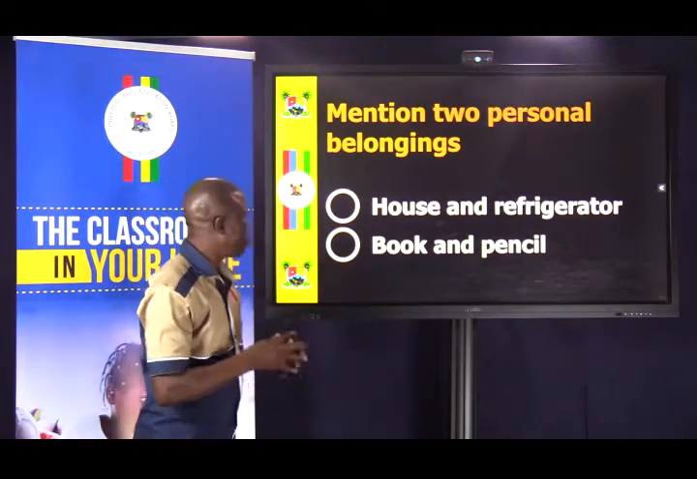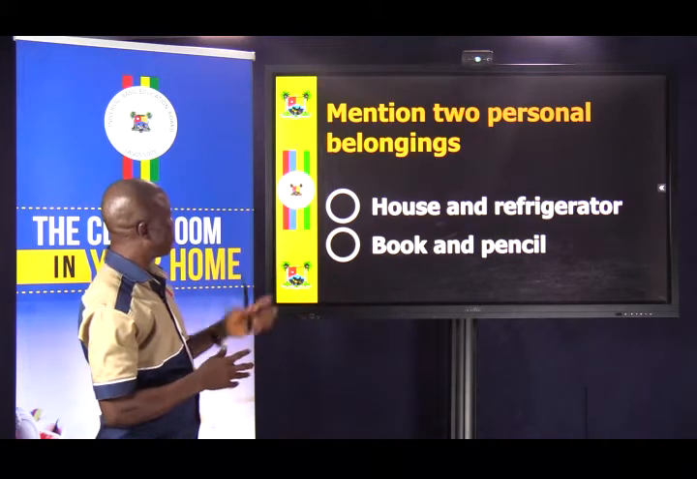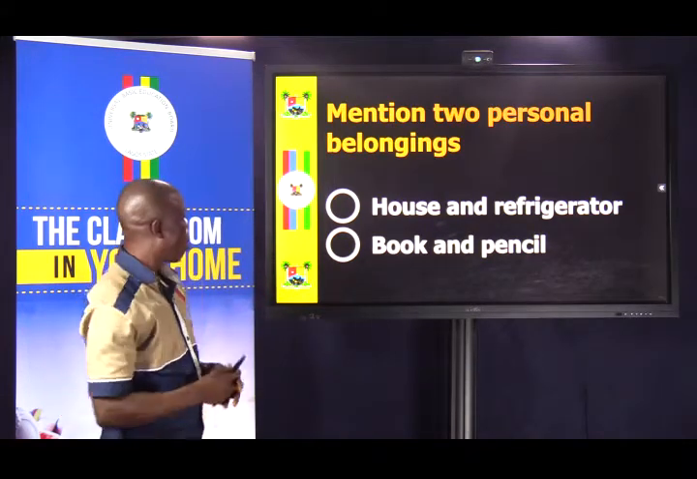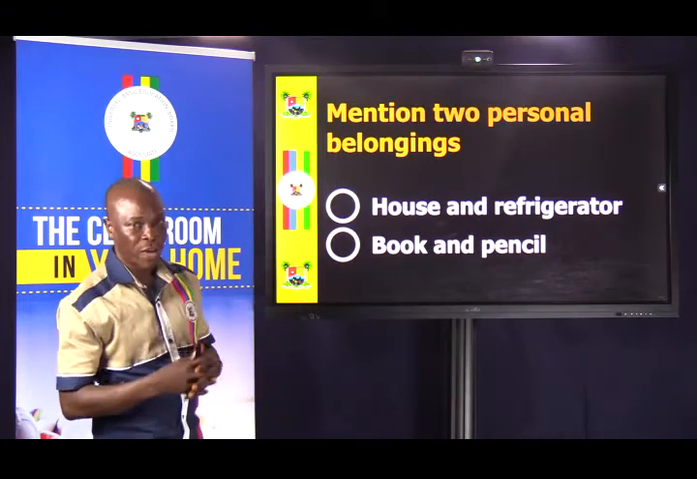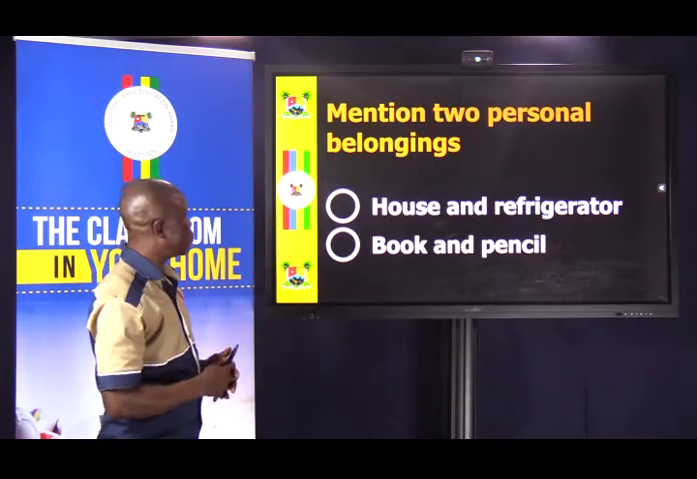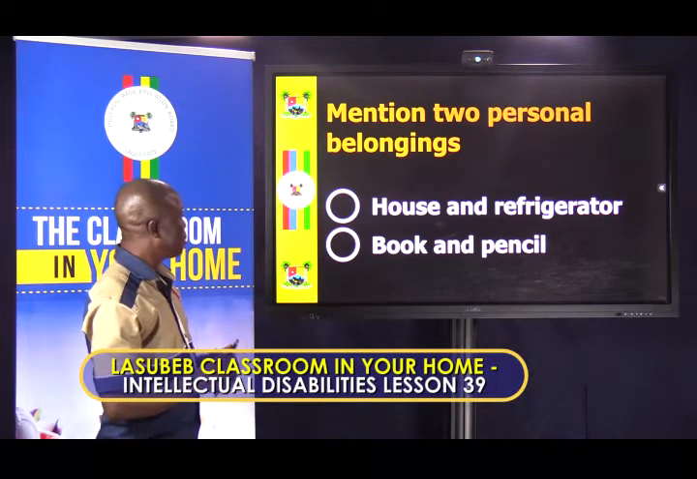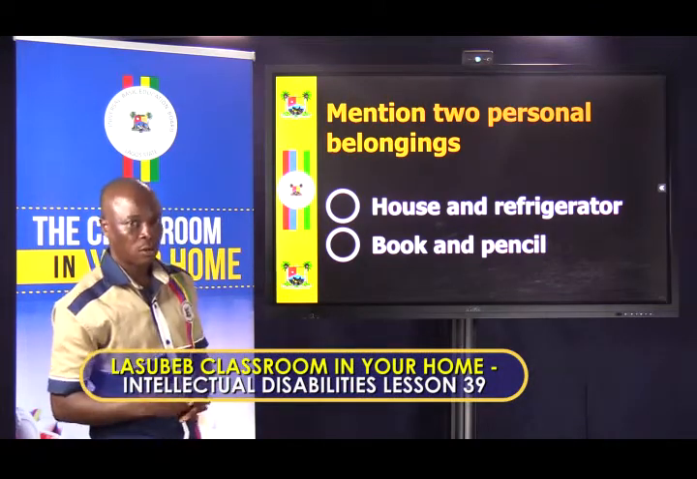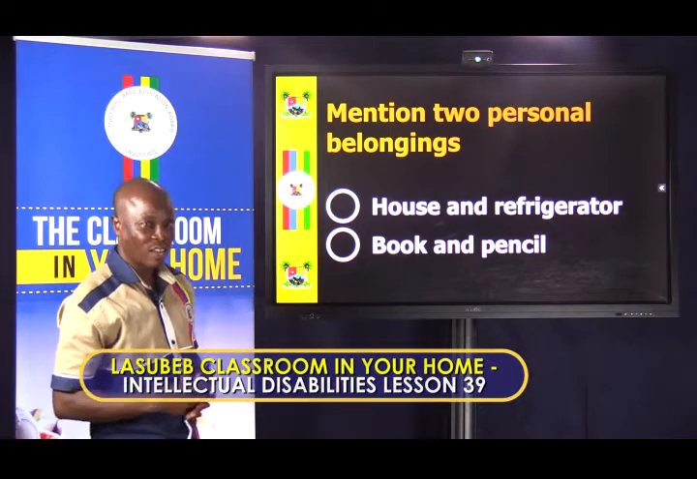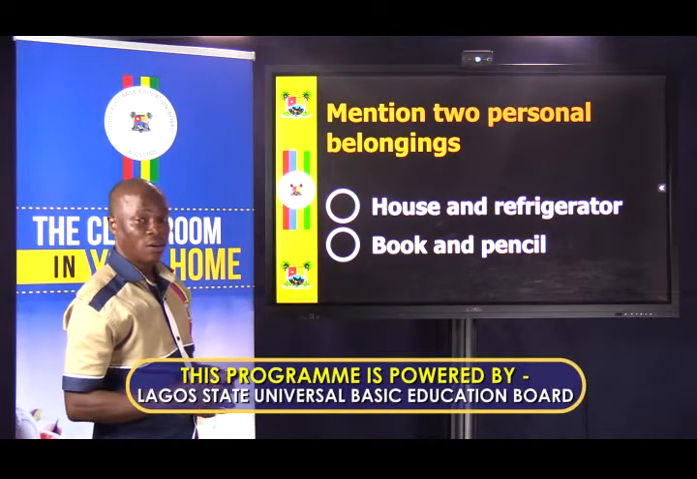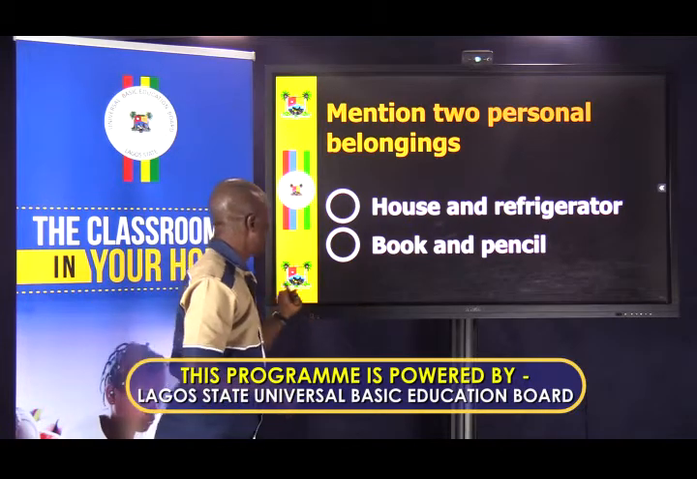Now we have two options here. Two personal belongings, is it house and refrigerator or book and pencil? House and refrigerator, that is option one. B, book and pencil. Which one is your answer?